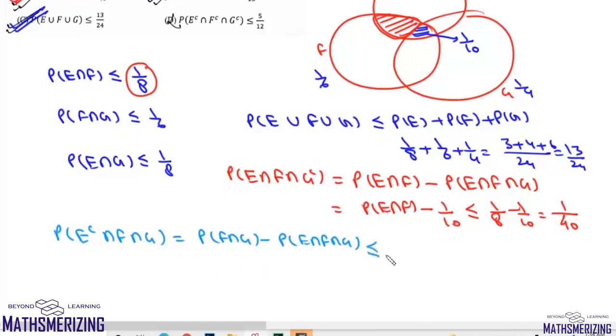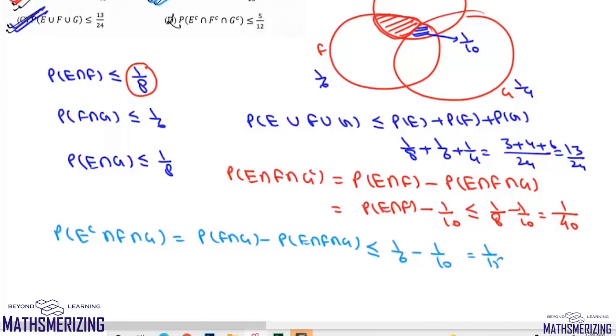So it will always be less than or equal to 1 by 6 minus, and this intersection is 1 by 10. So it will be 4 by 60, which is 1 by 50. So that means this option B is also correct.